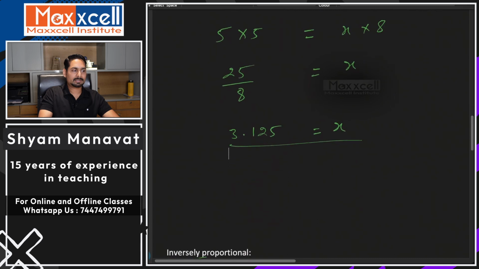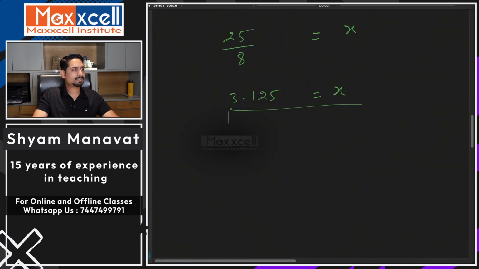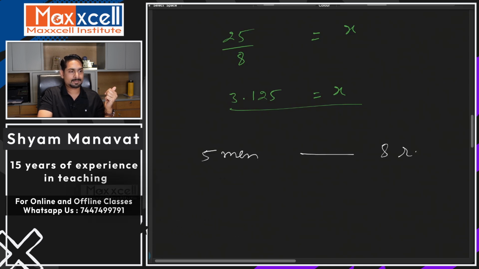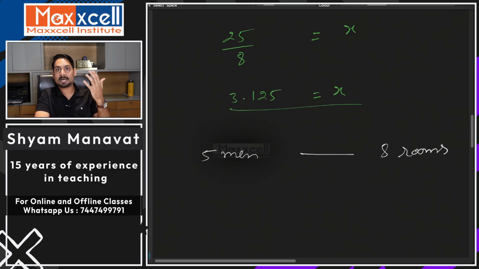Now I will give you another example with the same numbers. Now look at this example. Suppose I say you require 5 men to paint a house having 8 rooms. Yeah, only for 8 rooms you require 5 men to paint the house. Clear? Okay, this is the given information.